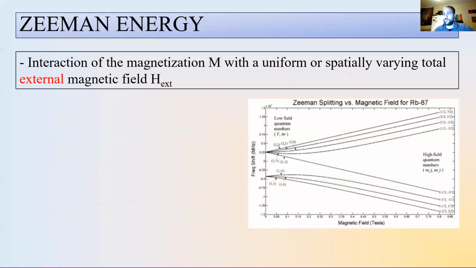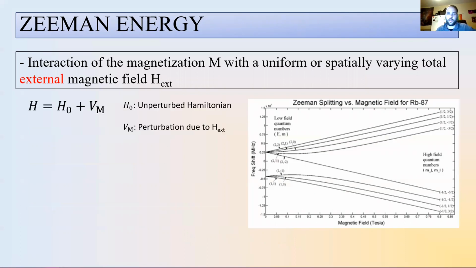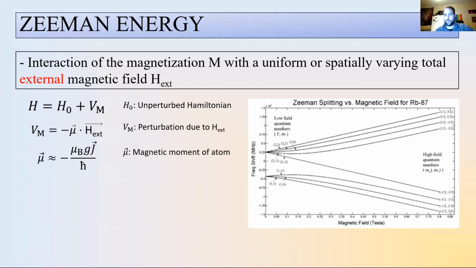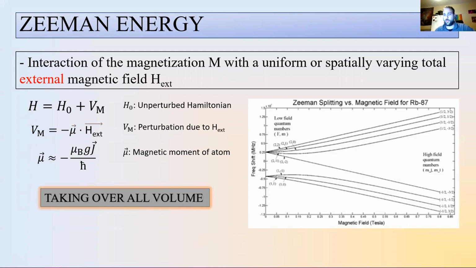So the first energy we are to discuss is the Zeeman energy. Zeeman energy is the interaction of the magnetization vector M with a uniform or spatially varying total external magnetic field, which is notated by H sub external. If a system has a Hamiltonian H sub 0 and the interaction creating the Zeeman energy, we would have a perturbation term notated by V sub M. It can be found approximately as shown, but it can also vary according to the lambda factor. By taking the overall volume, we can find the Zeeman energy over the volume. However, we need the energetic term which corresponds to a small volume element, which is given like this.